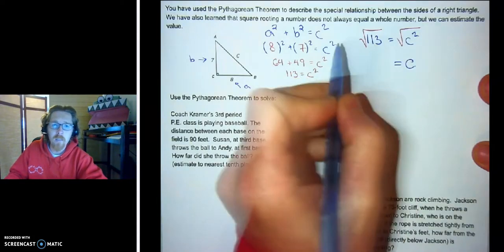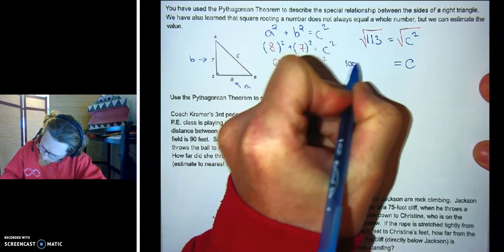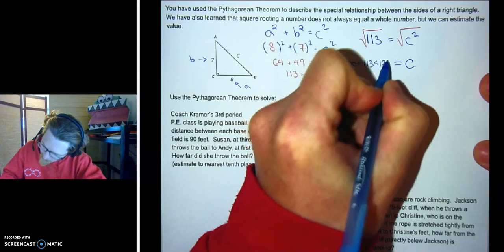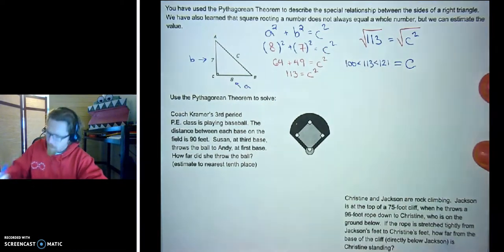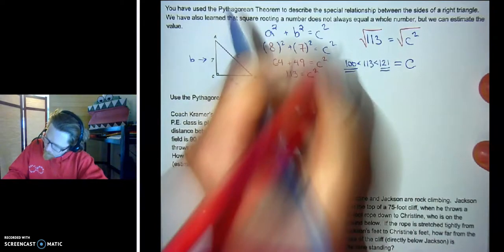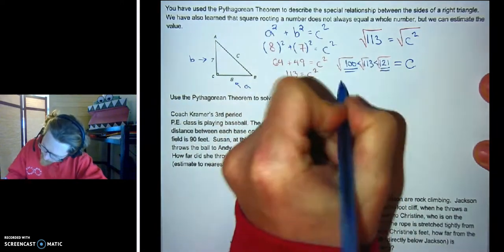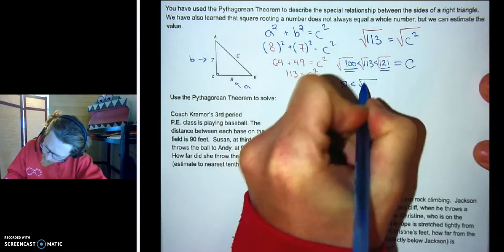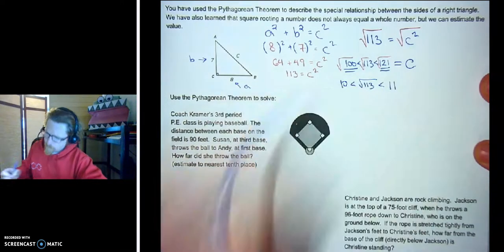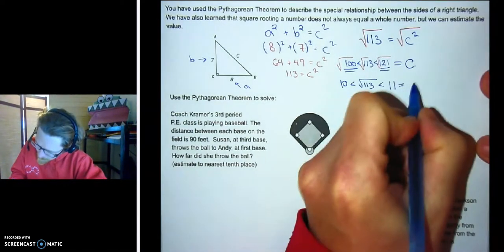Now if we want to estimate this value, I know that 100 is a perfect square that's less than 113, and 121 is a perfect square that is greater than 113. And I know if I take the square root of each of these, the square root of 100 is 10, the square root of 113 is unknown, and the square root of 121 is 11. So the square root of 113 is somewhere between 10 and 11.